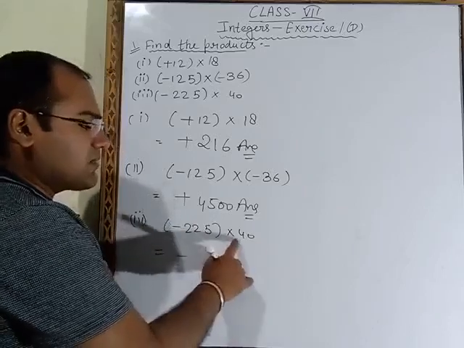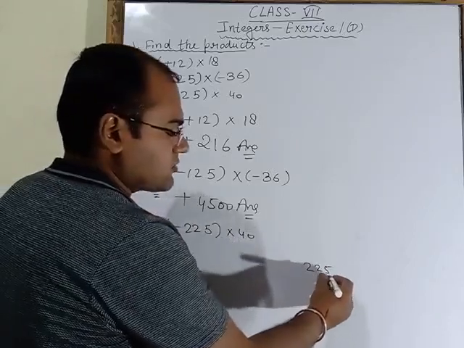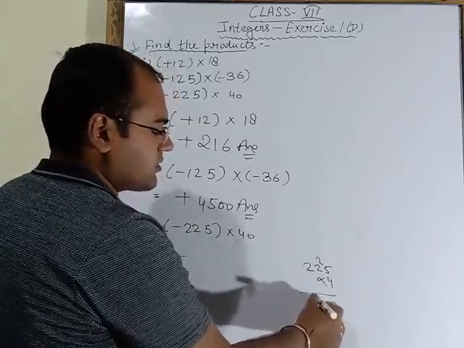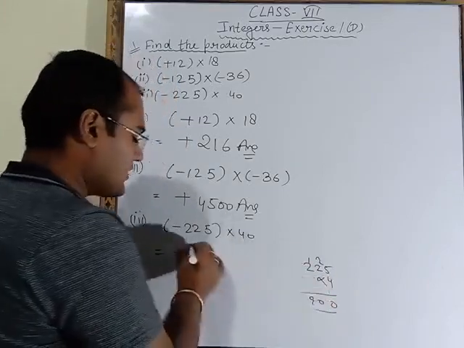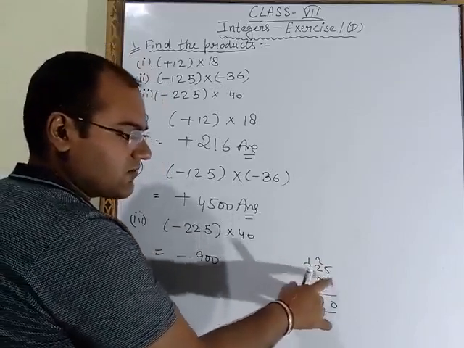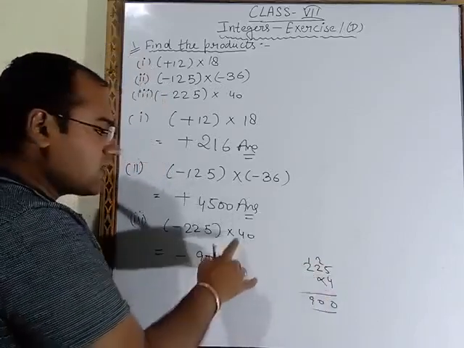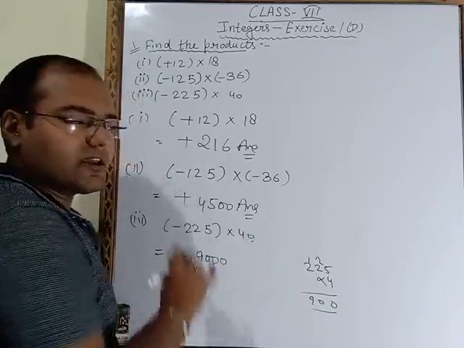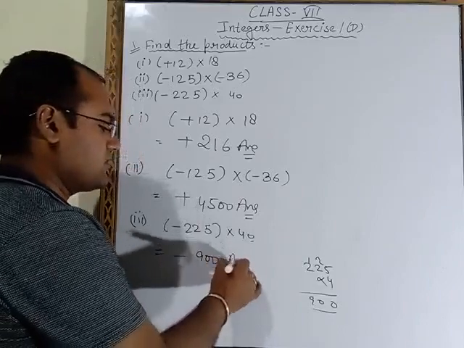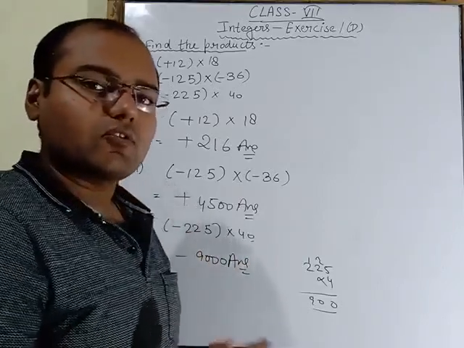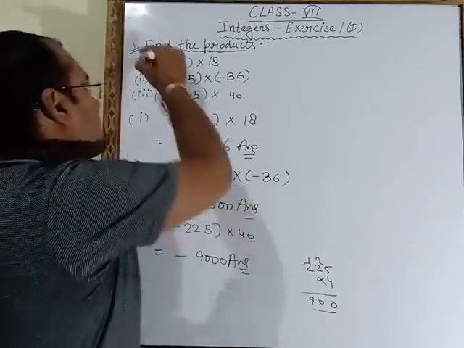Now 225 multiplied with 40 you have to do. So 225 multiplied with 4, the answer is 900. But here I had multiplied 225 with 4, so the answer is 900. But this is not 4, this is 40. So this last 0 I will also add here. So the answer is 9000. This is the answer of part number 3. Like this you have to do all the remaining parts of question number 1.